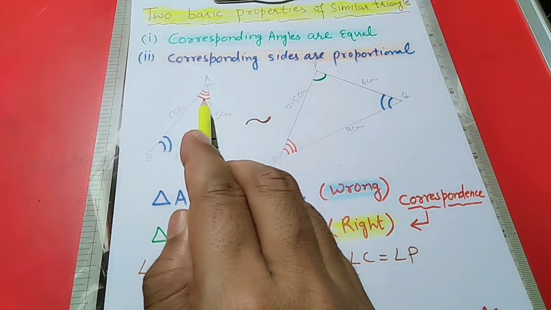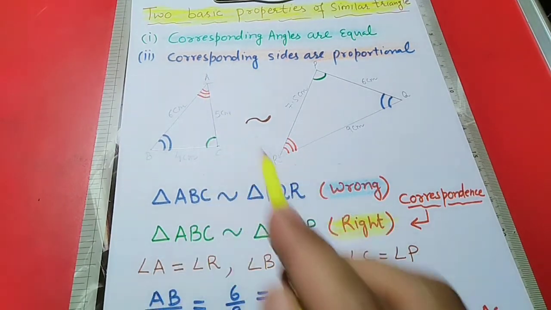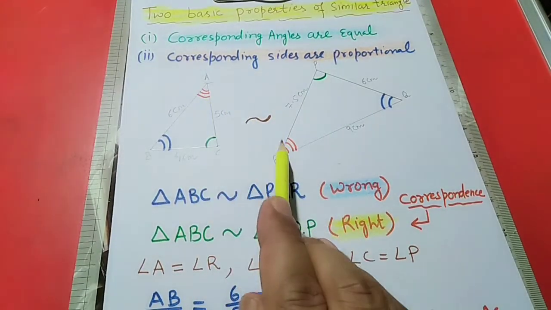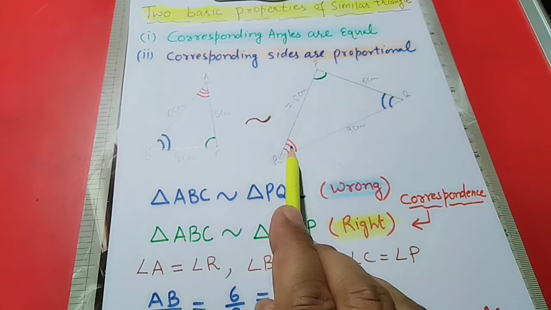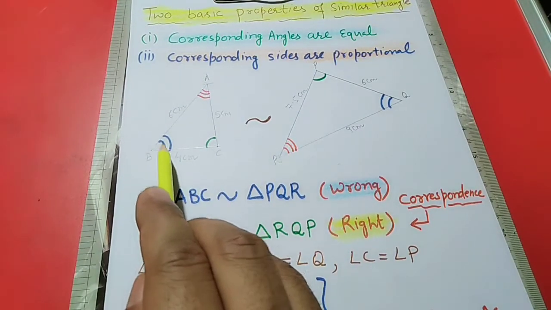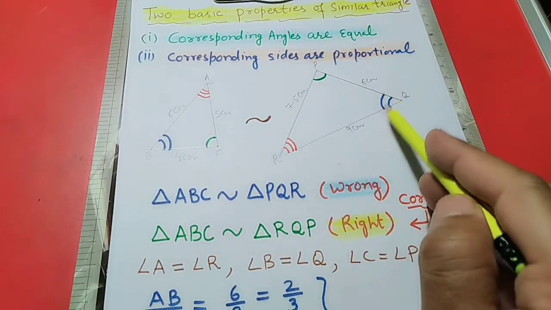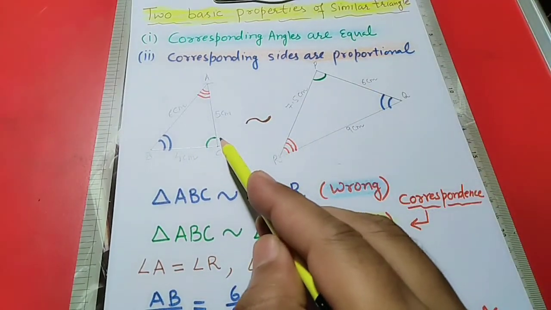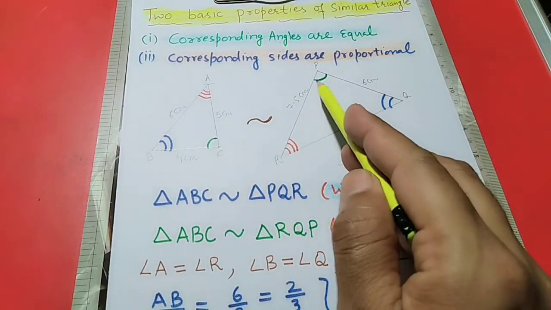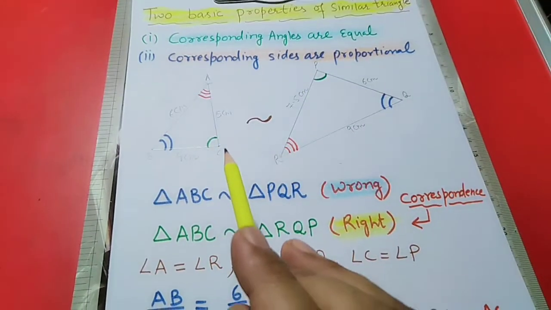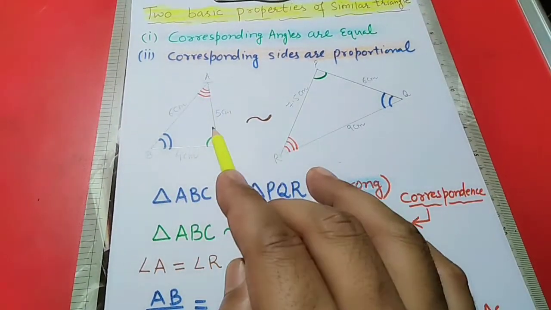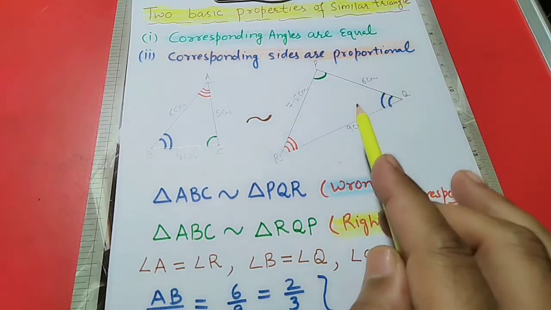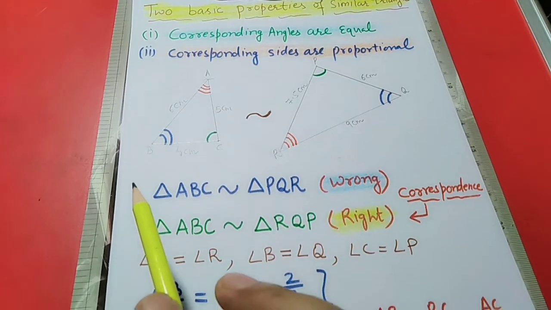A, which I am showing with the red color, is equal to angle R of this triangle. See, A equals R. Similarly, B, the blue one, is equal to angle Q. These two angles are equal. Similarly, angle C is equal to angle P, the green one. So three angles of this triangle are equal to three angles of this triangle. So what is the correspondence?